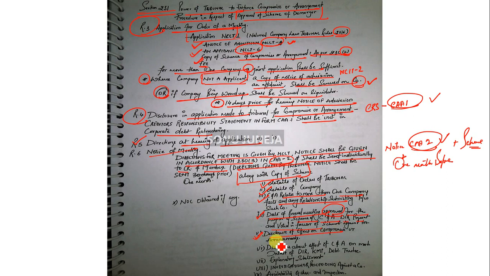Disclosure on the effect of compromise and arrangement. Disclosure about the effect of the compromise arrangement on material interest of directors, KMP, debenture trustee. Explanatory statement. Investigation or proceeding against the company. Availability of documents and inspection. Then they have to have the NOC from the sectoral regulator, that they don't have any issue.